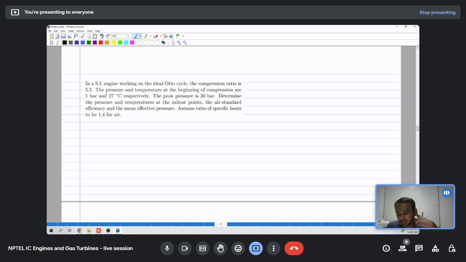In an SI engine working in an ideal Otto cycle, the compression ratio is 5.5. The pressure and temperature at the beginning of compression are 1 bar and 27 degrees Celsius. The peak pressure is 30 bar. Determine the pressure and temperature at the salient points, the air standard efficiency and the mean effective pressure. Assume the ratio of specific heats to be 1.4 for air. So we need to calculate the pressure and temperature at each salient point, that is 1, 2, 3 and 4.